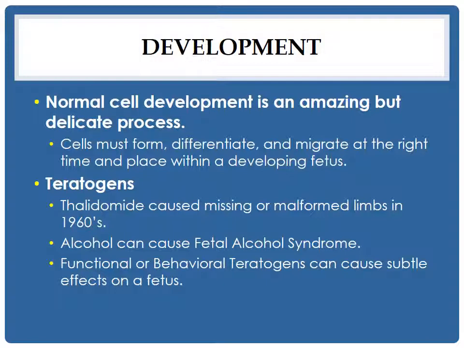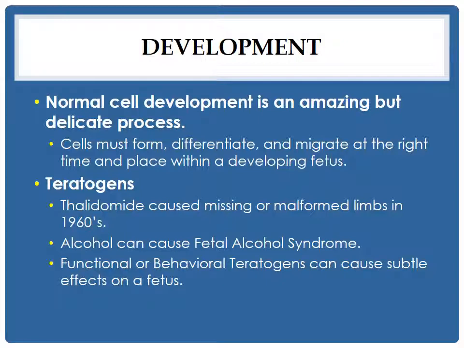So teratogens are any drug that cause the normal development of a fetus to be disrupted. Thalidomide is one example of this. It was often given in the 60s for mothers who were suffering from morning sickness. It helped their nausea. Side effect was that babies were often born with missing or malformed limbs.